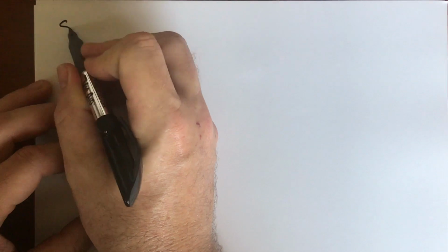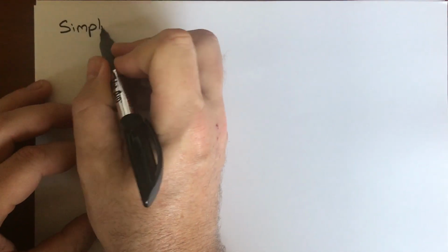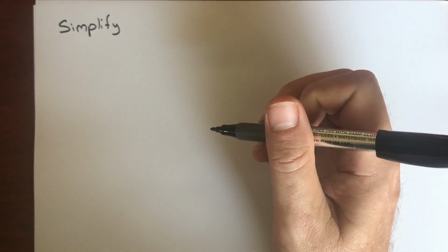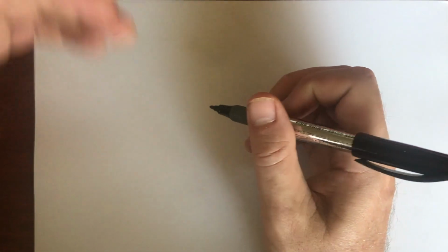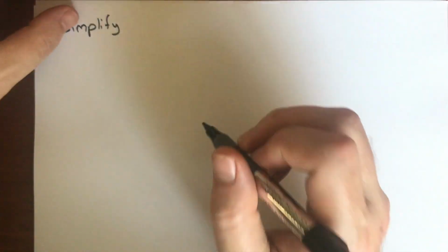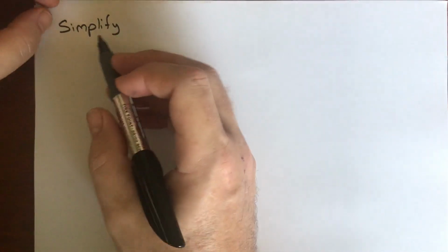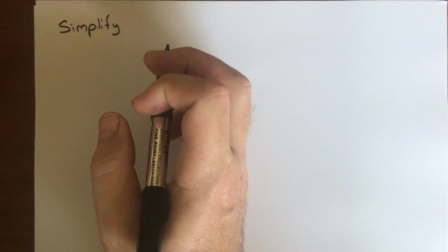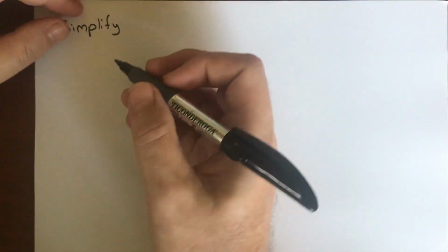All right, so now let's simplify. This is different. Instead of trying to get an exact or a close estimate like we did before with a whole number and a fraction, we're just going to make the square roots smaller. I'll show you what I mean.